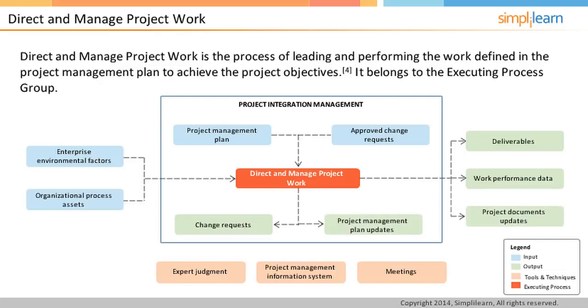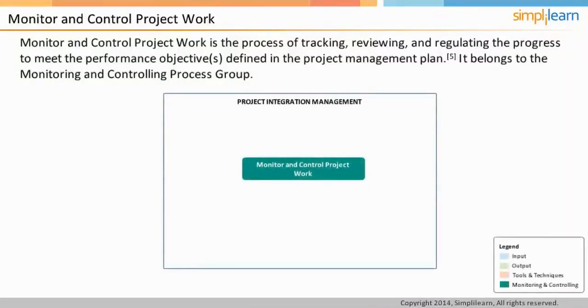Monitor and control project work is the process of tracking, reviewing, and regulating the progress to meet the performance objective or objectives defined in the project management plan. Now, the estimated time performance measurement baseline is 180 days and 10%. The monitor and control project work is the process area that tracks whether 180 days and 10% time performance baseline is being met or not.